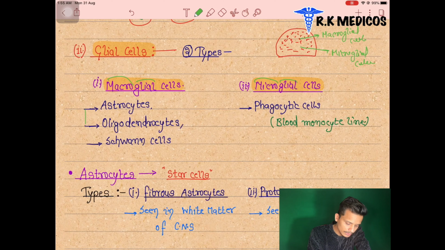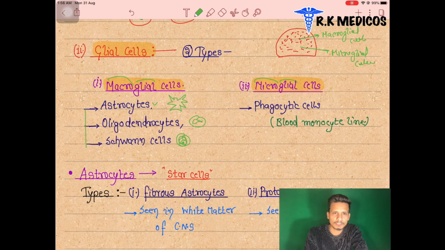Micro means smaller, macro means bigger, glial means supporting cells. They are present in the central nervous system. These are the cells: first, astrocytes, which look star shaped. These astrocyte cells are macroglial cells. Next one is oligodendrocyte cells. These cells are also in the central nervous system, and these are supporting cells. Next one is Schwann cell. Schwann cell is also a supporting cell. And then the microglial cells.